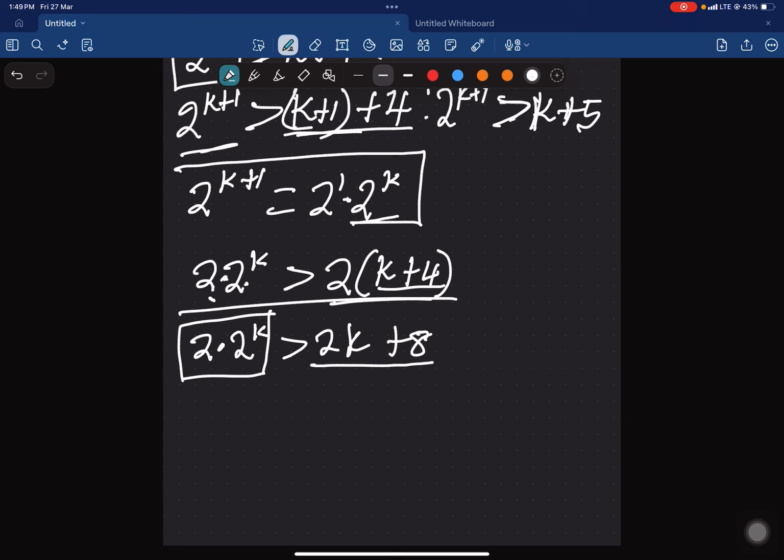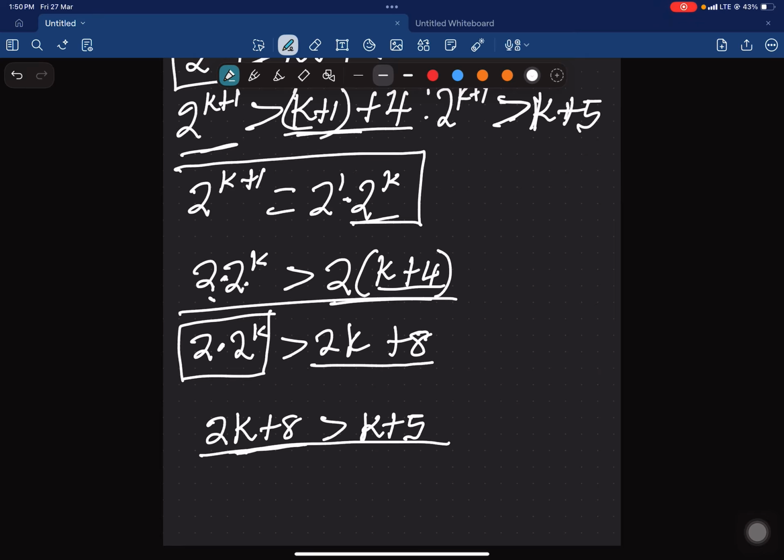Now, obviously, if k is an integer greater than 3, so it's a positive integer, then that should mean that 2k+8 should be greater than k+5, provided k, and we've already seen from the question that k here is a positive integer greater than 3. Then that should make sense: 2k+8 should be greater than k+5 for any integer k greater than 3. This statement should be true.